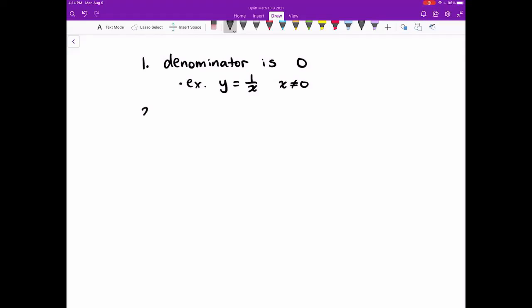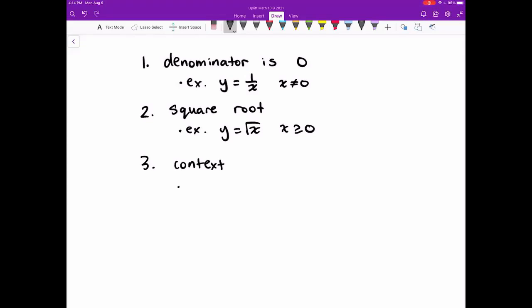The second way is when we have a square root, a radical. The radicand can't be less than 0 because we don't want imaginary numbers. So for example, y equals square root of x can't have any negative numbers. And the third way is through the context of the question. For example, if the question is about apples, you obviously don't want the domain to be negative because you can't buy negative apples. This one's not as concrete as the others, but it's common sense.